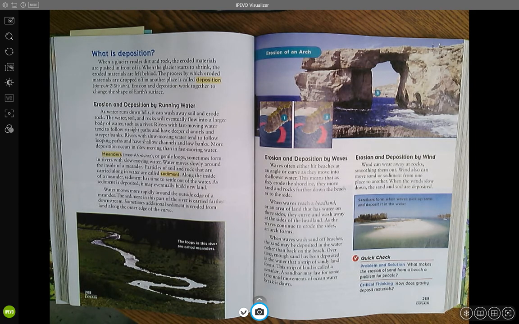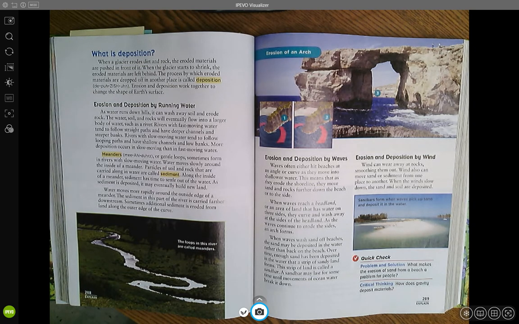Rivers with fast-moving water tend to follow straight paths and have deeper channels and steeper banks. Rivers with slow-moving water tend to follow looping paths and have shallow channels and low banks. More deposition occurs in slow-moving than in fast-moving water. Meanders, or gentle loops, sometimes form in rivers with slow-moving water.